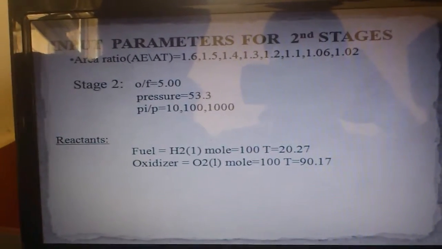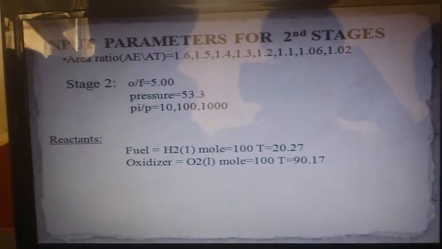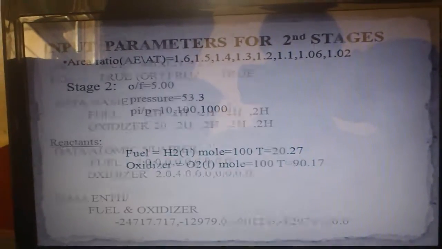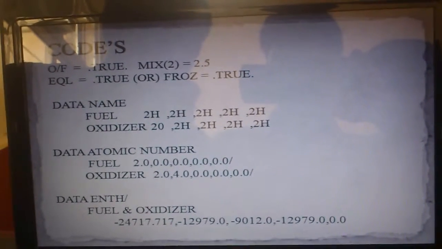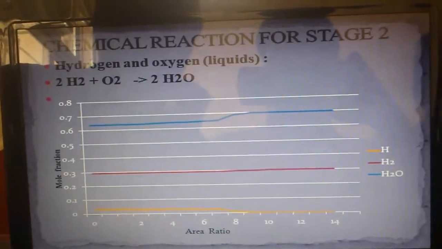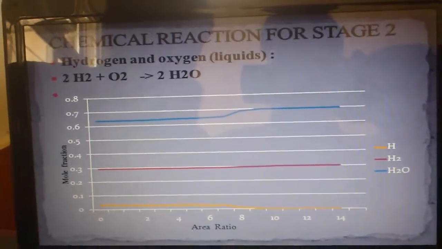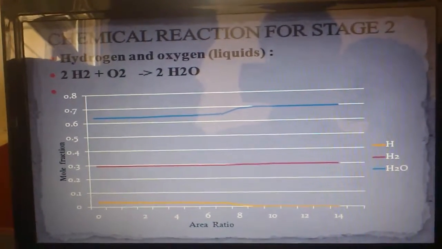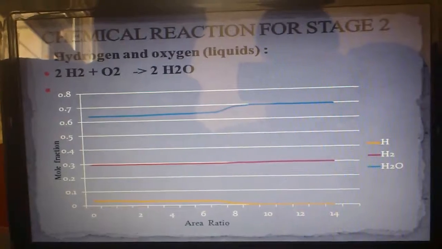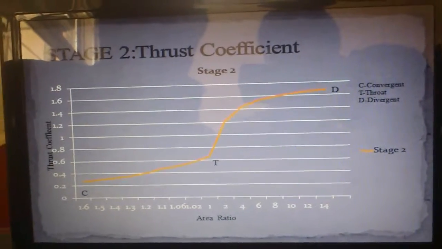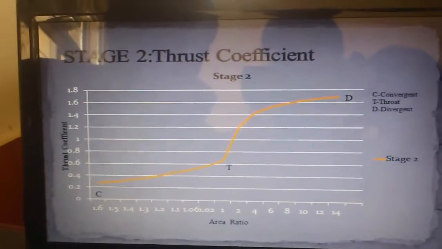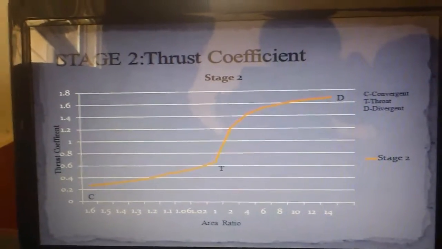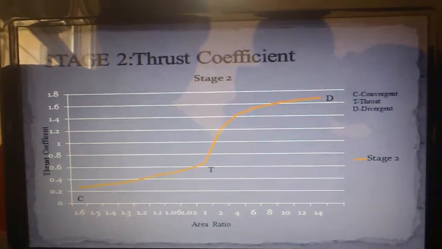And this is the input parameter for the second stage, and the values for area ratio, and the codes for the second stage of the rocket. And this is the chemical reaction for the second stage, hydrogen and liquid oxygen, and the graph is plotted between the area ratio and mole fraction as in the first stage. And this is the thrust chamber for the second stage, and the graph is plotted between the area ratio and thrust coefficient, and C is convergent, T is throat, and D is divergent.